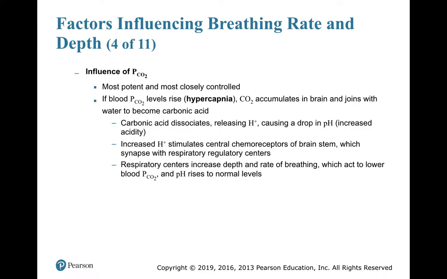If blood carbon dioxide levels rise, which would be hypercapnia, the CO2 would accumulate in the brain and join with water to become carbonic acid. The carbonic acid would dissociate, releasing hydrogen ions, causing a drop in pH, which is increased acidity. That increased hydrogen ion stimulates central chemoreceptors in the brain, which synapse with the respiratory centers, and those respiratory centers would then increase depth and rate of breathing, and that should lower the levels of carbon dioxide in the blood, bringing the pH back to normal.